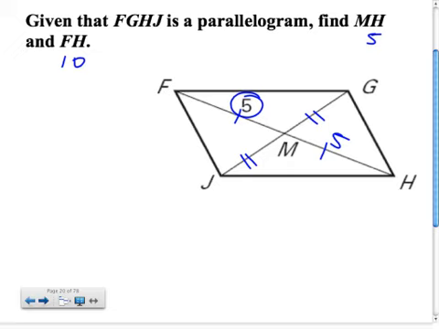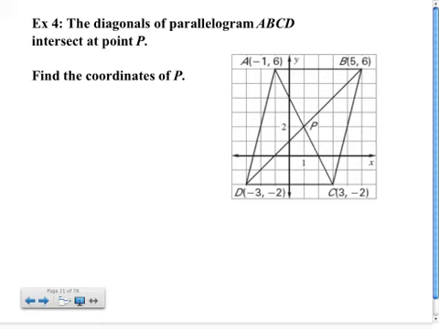It says find the coordinates of P if this figure here is a parallelogram. Well, think about it. If it's a parallelogram, diagonals bisect each other. And if they bisect each other, then this point right here is the midpoint of D and B, and it's also the midpoint of A and C. So really, this turns into a midpoint problem.